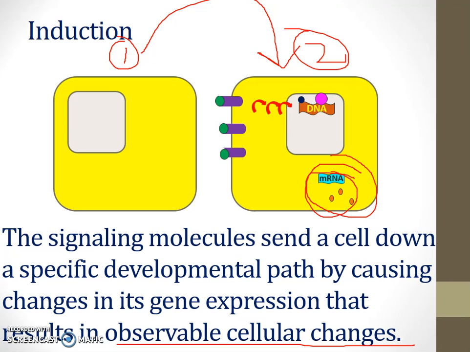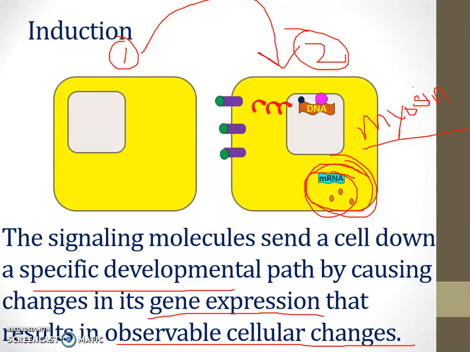Now, it's these proteins right here that lead to observable changes, because each type of tissue will make special tissue-specific proteins. For example, your muscles are made of myosin and actin, which are proteins. Well, you're going to find that in your muscles. You won't find that in a neuron. So when we talk about tissue-specific proteins, we're talking about ones that will lead to observable changes in the cell. So to summarize, induction: these signaling molecules send a cell down a specific developmental path by causing changes in its gene expression that then lead us to see the type of cell that it will develop into.